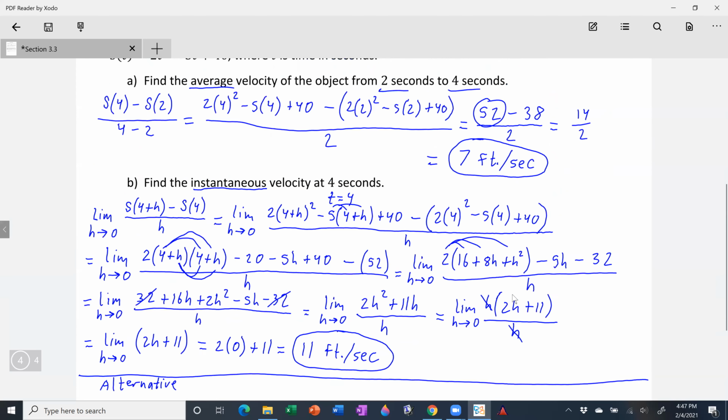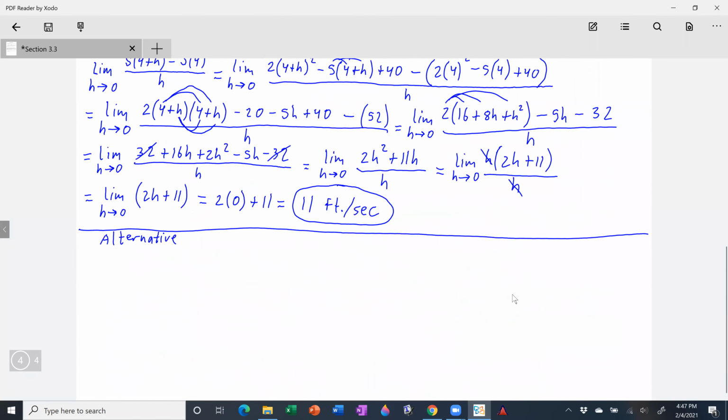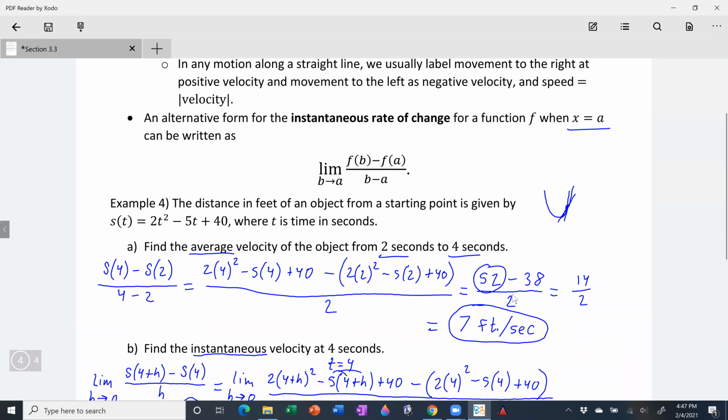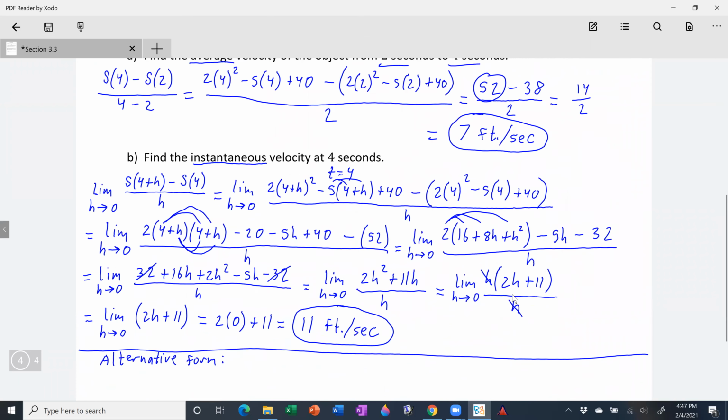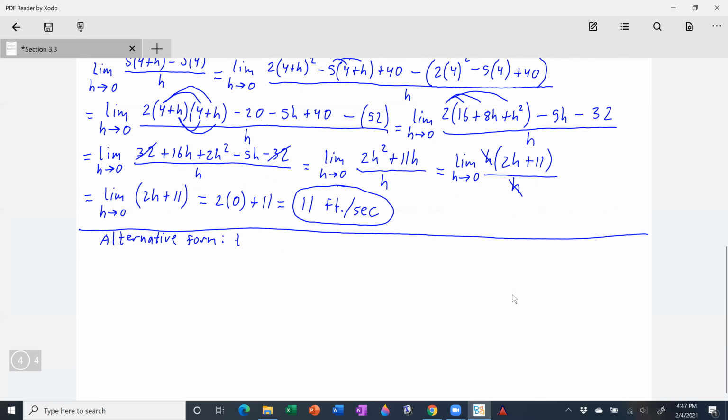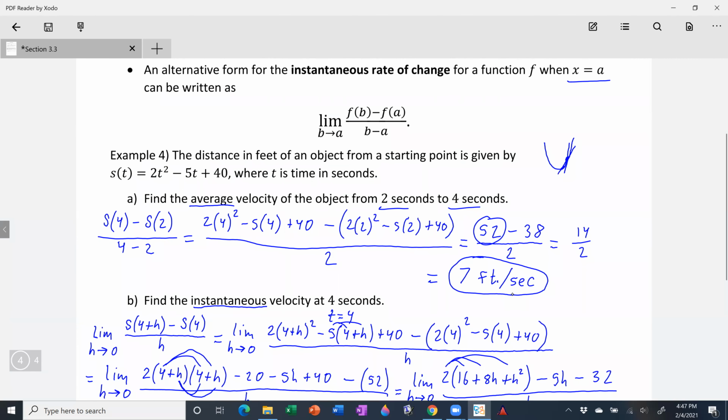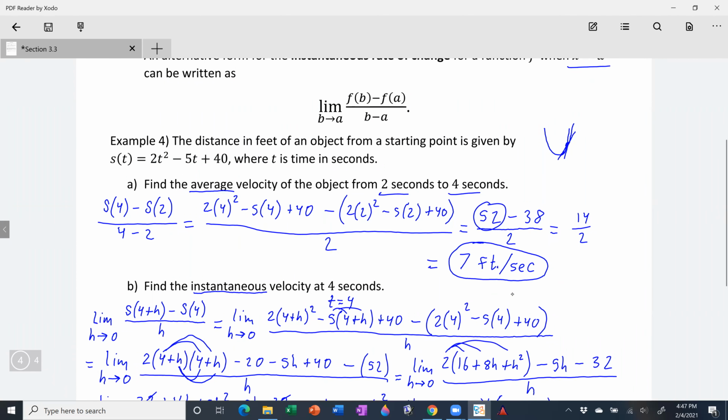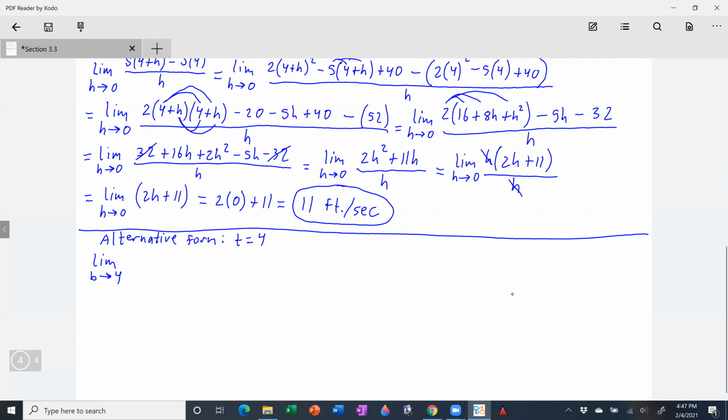The alternative, and what should I call it? Alternative form, okay. So for this alternative form, we're gonna have x equals a. So the a value here is, I'll put it as t equals 4. And so what we want is the limit as b approaches 4. Okay, so we're gonna leave b alone, and then we're plugging in that 4 right there. So then we do f of b minus f of a.